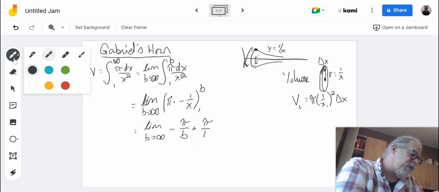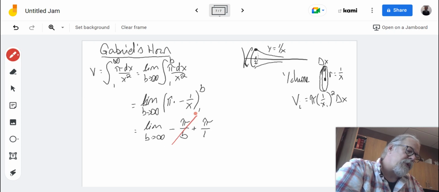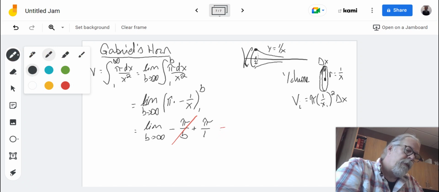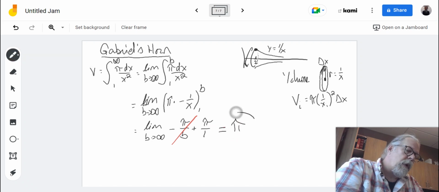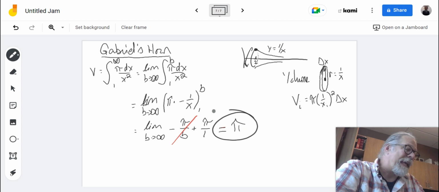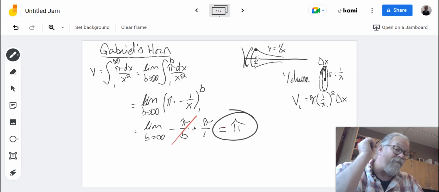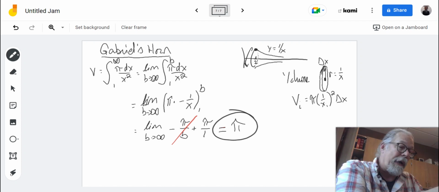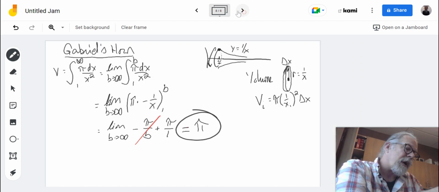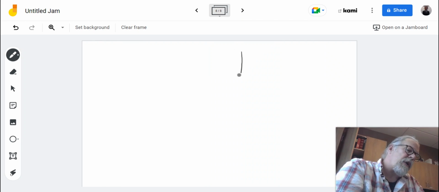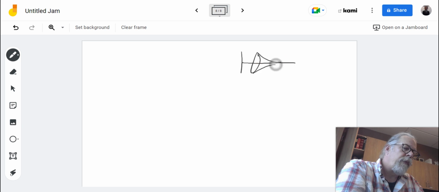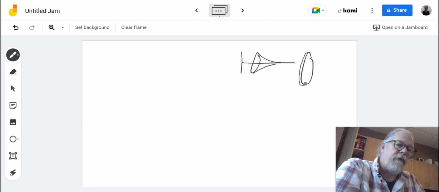As b goes to infinity, we see that that goes to 0, which means that this volume is equal to pi. We have an infinite horn with a volume of pi. Okay, so that's interesting. Why do we care? Let's talk about the exact same horn. But this time, let's find the surface area of the horn.